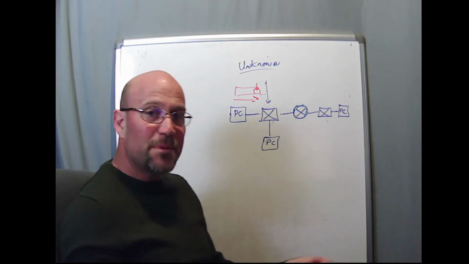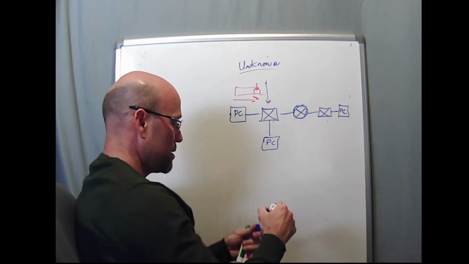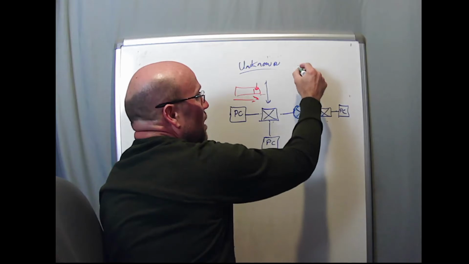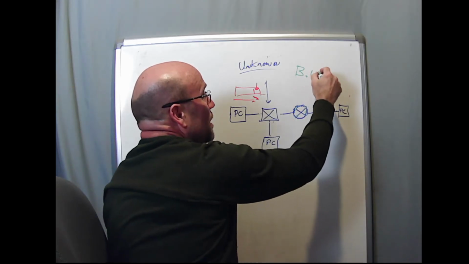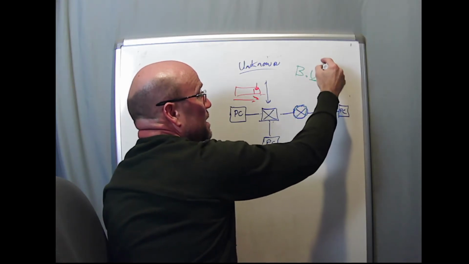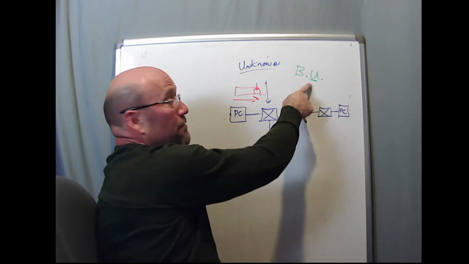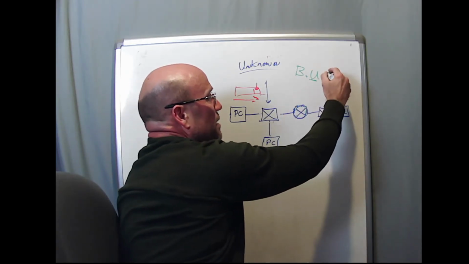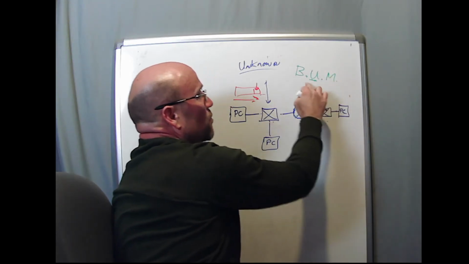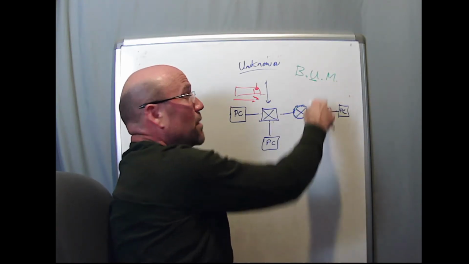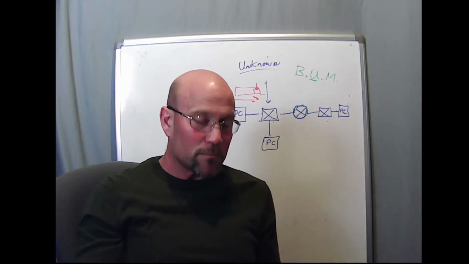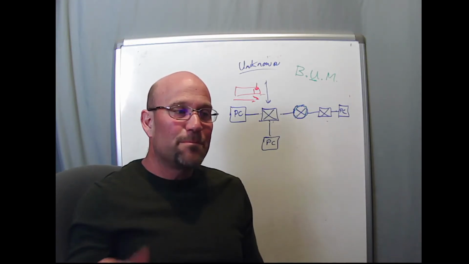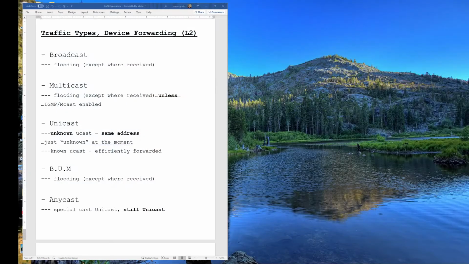Now, that brings me to a term, BUM. B-U-M. Broadcast, unknown unicast, and multicast. The U doesn't stand for unicast, it stands for unknown unicast. BUM traffic is broadcast, unknown unicast, and multicast. And the reason there's a term for it is because BUM traffic is all flooded.